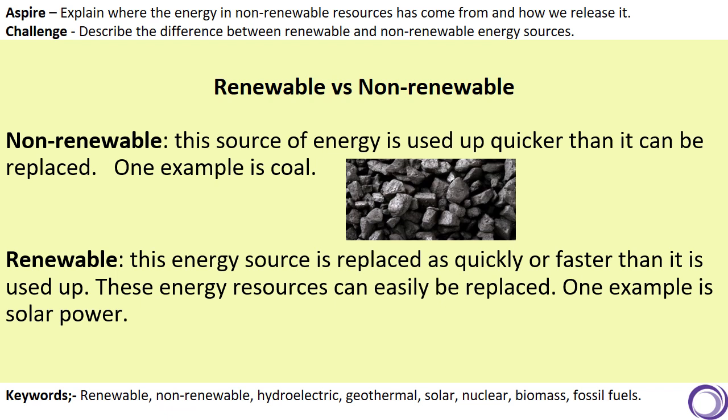Renewable. So these ones can be replaced as quickly or even faster than it's used up. So one example would be solar power. Now we don't actually use solar power up, so we're not going to run out of it. We say it's easily replaced. So if an energy resource can easily be replaced, we say it's renewable.